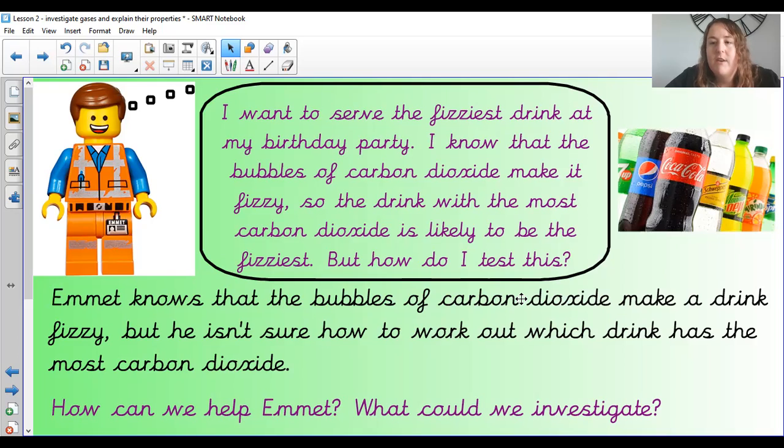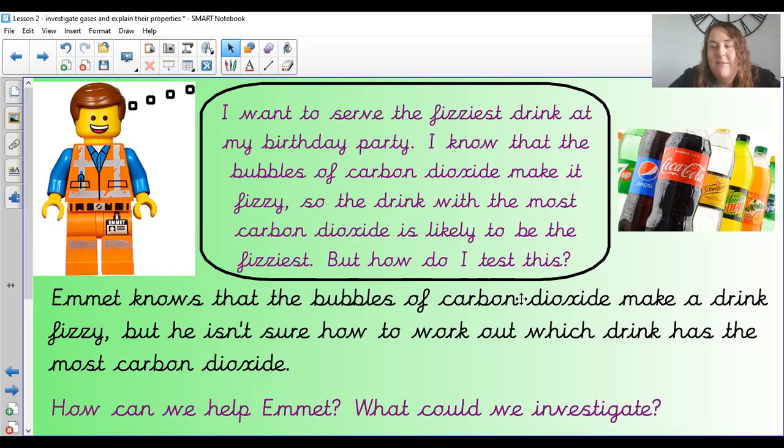So if you look at the picture on the right-hand side, there's a Coca-Cola, a Pepsi, a 7-Up, a Schweppes, a Mountain Dew, something in the middle there, and Sprite on the end. So lots of fizzy drinks that we know of here that you might drink occasionally at home. How would you know which is the fizziest? How could we work it out? Thinking about the experiment that you did see on that video as well.